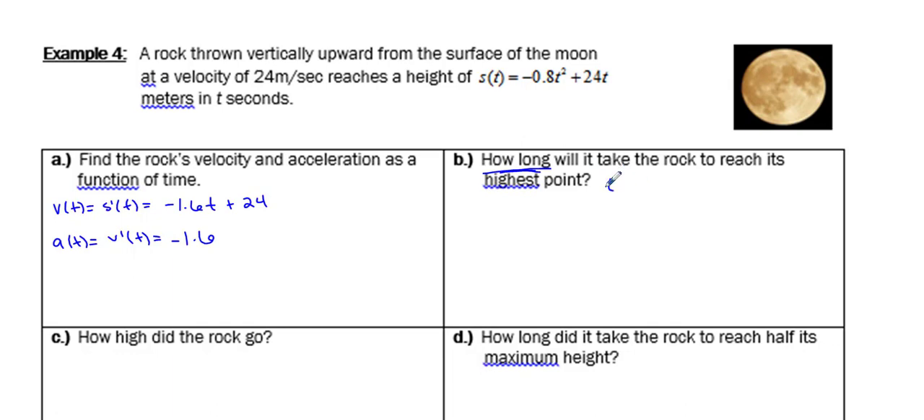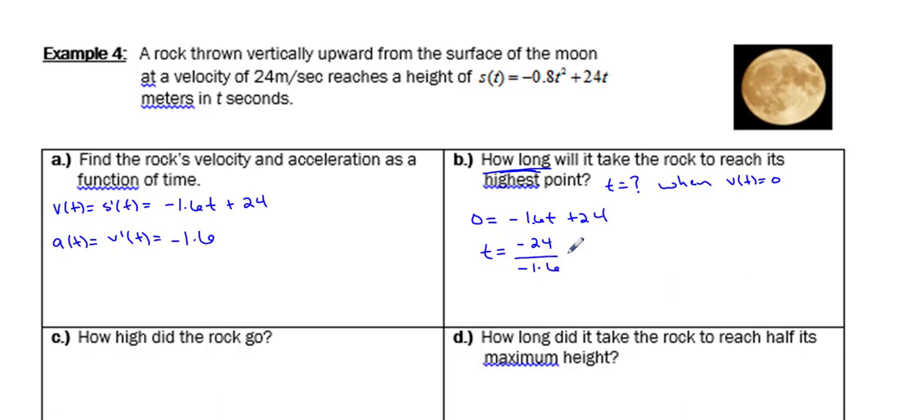How long means t equals something when, what do we think here? In terms of calculus, when do we know something's at its highest point? Okay, velocity equals 0. V of t equals 0. So let's find when v of t is 0. We have our v of t function over there. 0 equals, and this isn't too bad, t equals what, negative 24 over negative 1.6.